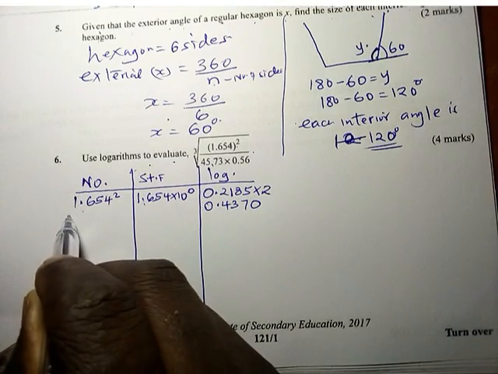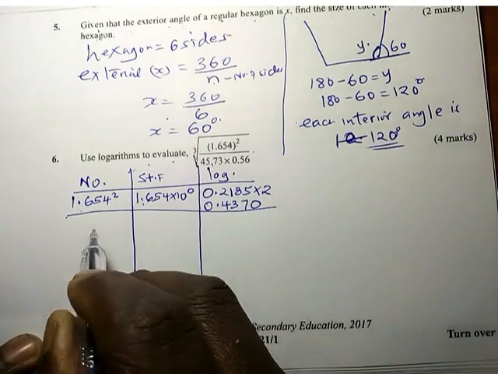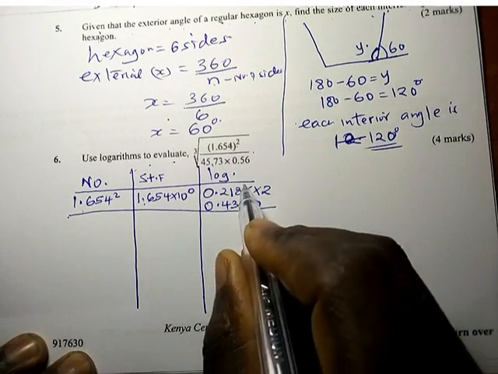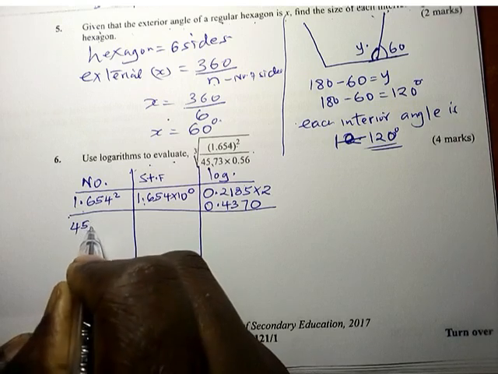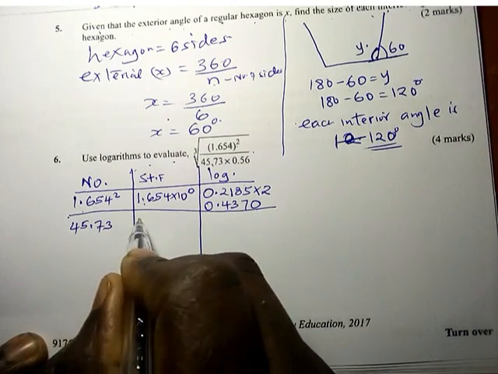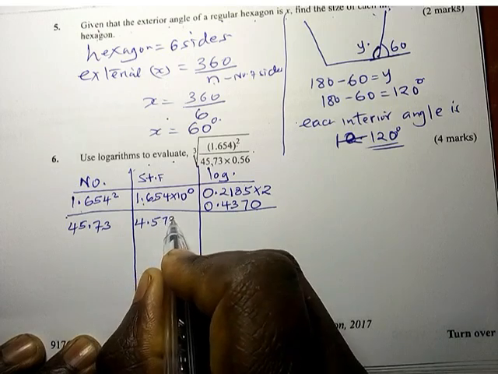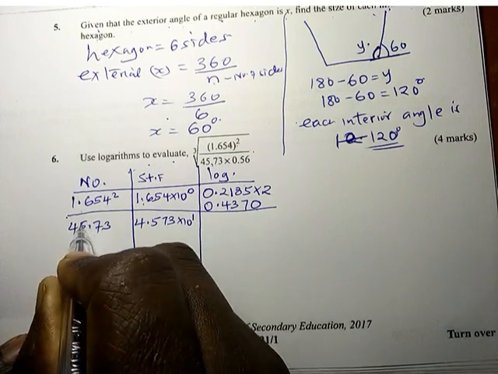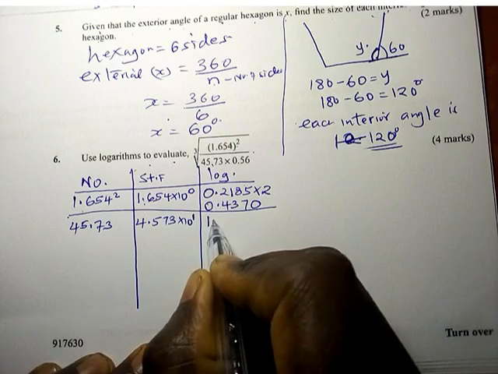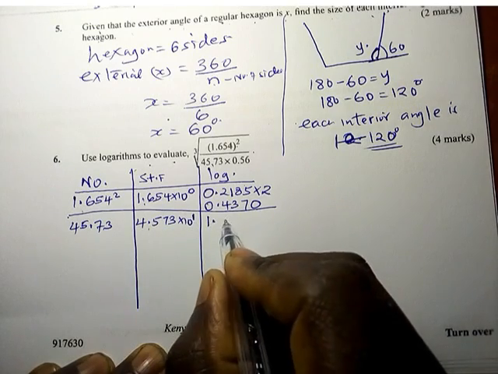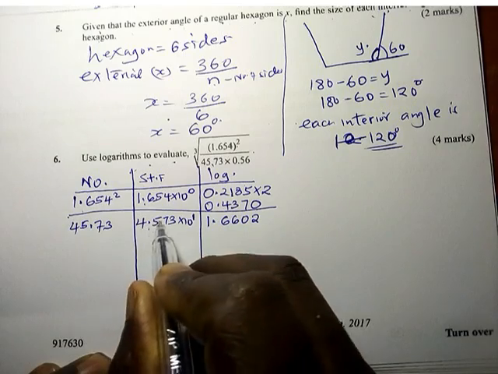The numerator we underline like that. This line is to separate that this is the numerator. Now the denominator we have 45.73, that is the number. Standard form will be 4.573 times 10 raised to power 1, because we have moved back once. And the characteristic here is going to be 1. And then the log is 0.6602. The log of 4.573, you just use a calculator.